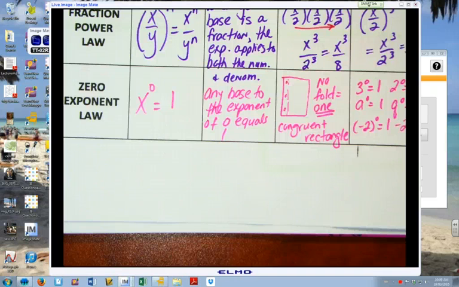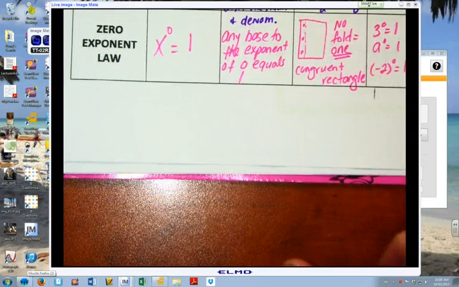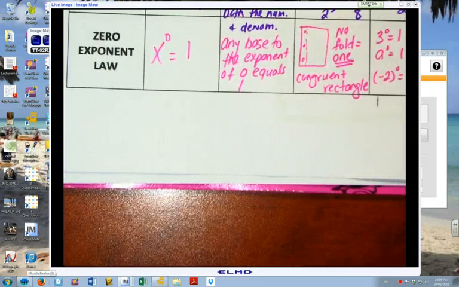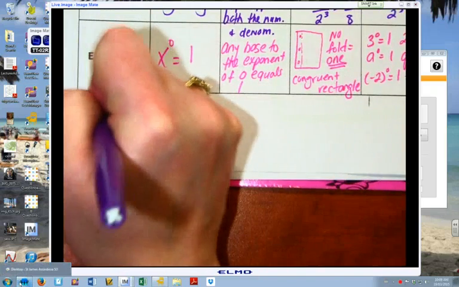Now, I lied to you. I'm going to fess up. There's one more exponent law we had to do that I didn't know we had to do this year. I thought we did it last year, so we're going to stick it on the bottom. Oh, no, it's an easy one. It follows from fractional law. It's called power product law.